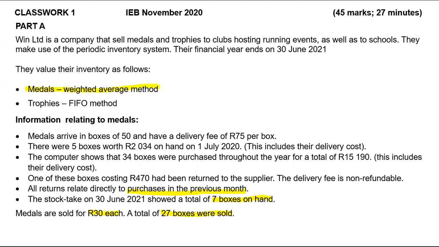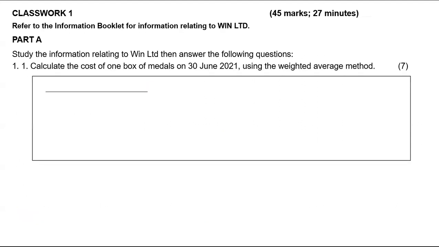So let me just see what the first question requires us to do. The first question wants us to calculate the cost of one box of medals on 30 June 2021 using the weighted average. So for us to calculate one box, because there are a lot of boxes that were purchased, we wouldn't figure out how much each will cost. So we'll have to use weighted average.